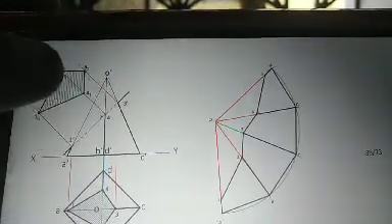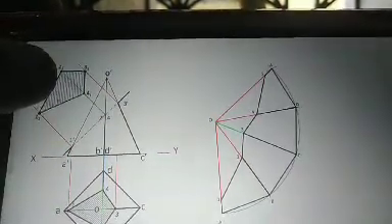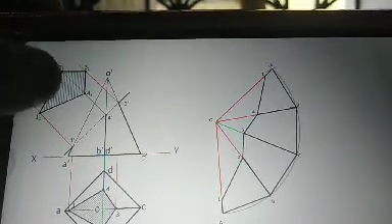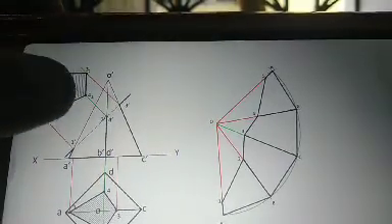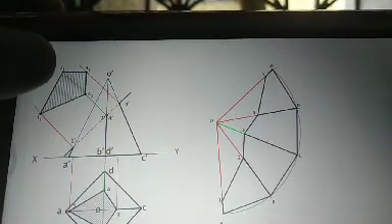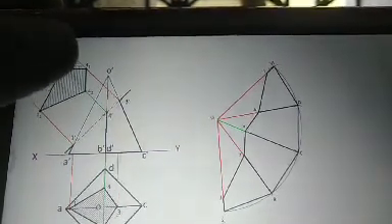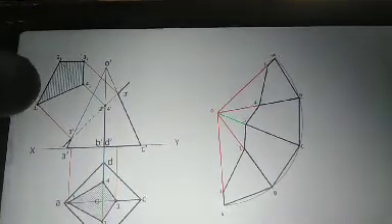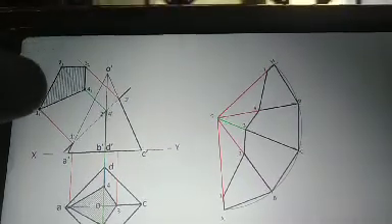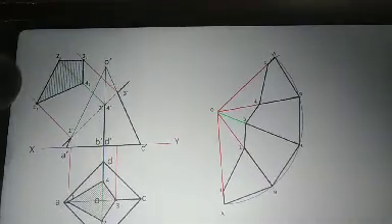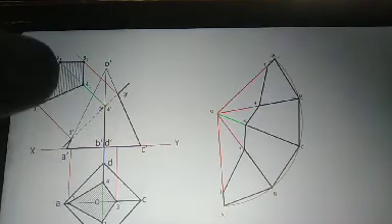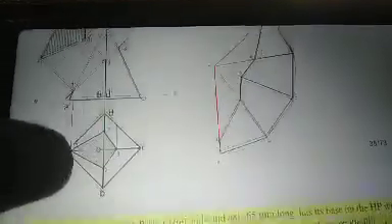You will get 4 dash and 2 dash, and this will be drawn like 1 dash, 2 dash, 3 dash, and 1 1, 2 1, 3 1, 4 1, and draw this in a straight line. With the help of the straight line you will get the development of the square pyramid. So this is the example.